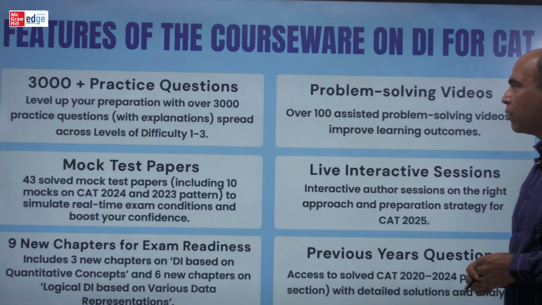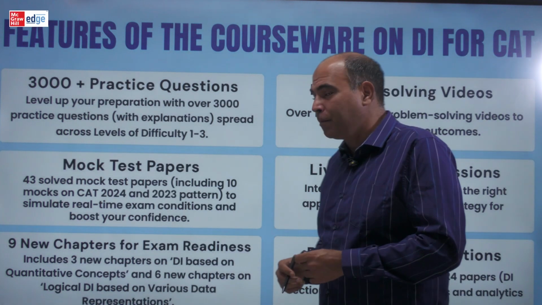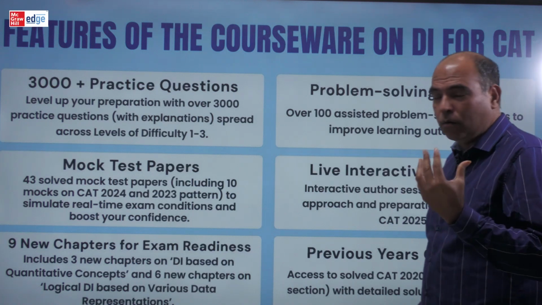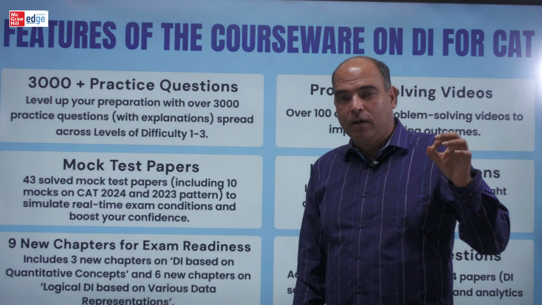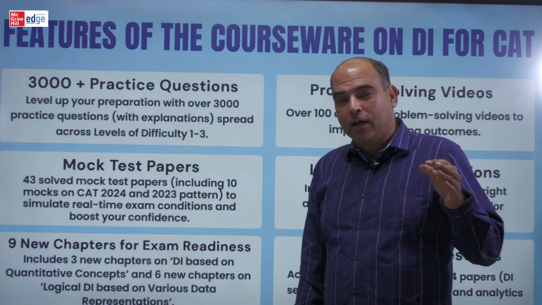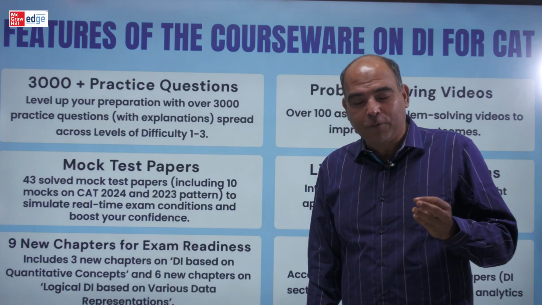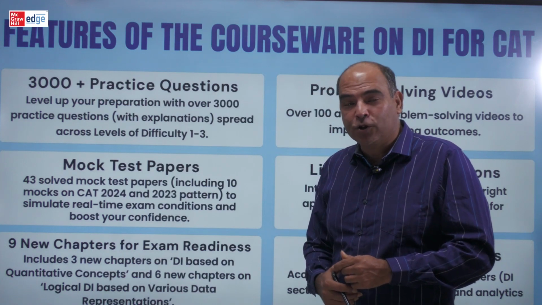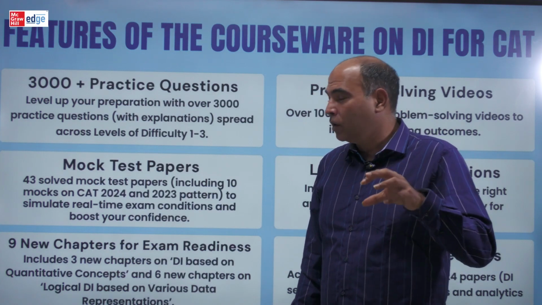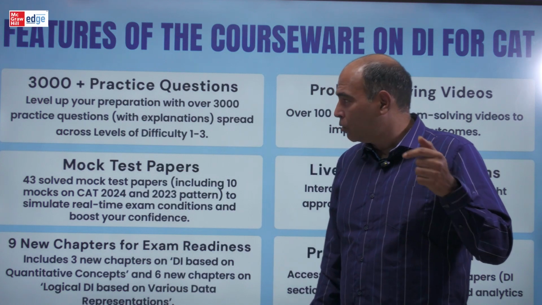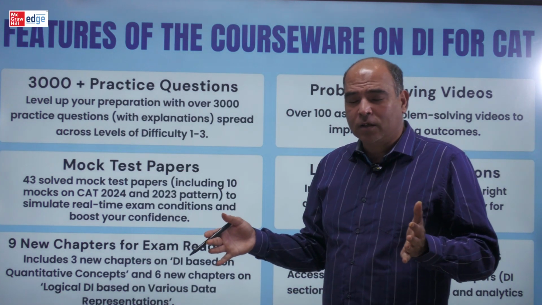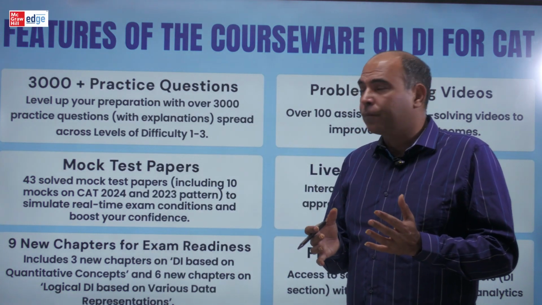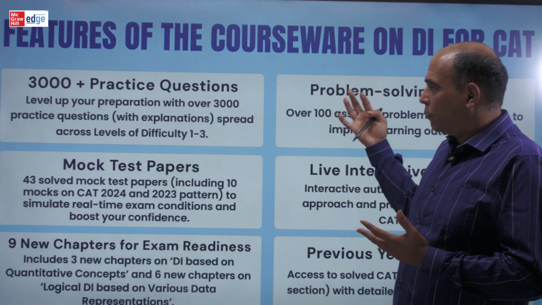So let's have a look at the features of the courseware on data interpretation, the 8th edition of this highly successful book. So DI for CAT, which is now a courseware. And please do have a look at the other books on CAT, the logical reasoning for CAT, quantitative aptitude for CAT, as well as verbal ability and reading comprehension for CAT. And we'll be coming up very soon with a courseware on the previous year CAT questions. So a complete set of products from my side and McGraw Hill side have now got converted to courseware. So what are the advantages of this courseware?